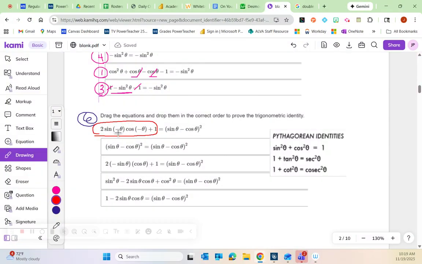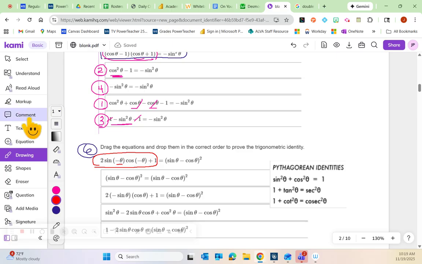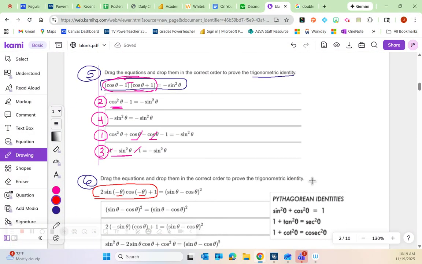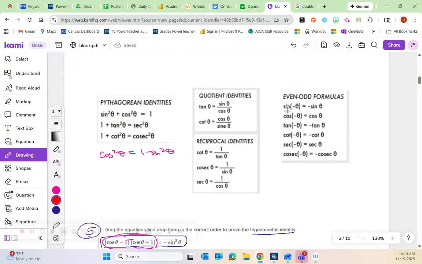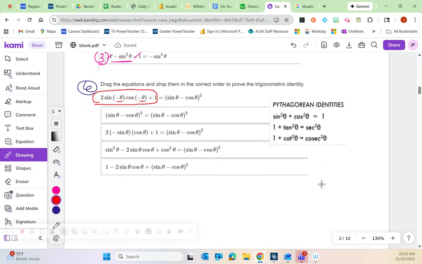So the first thing I see is this little negative theta. So I'm going to go up here, and I see cosine of negative theta also. So these are your even and odds. Did I put these down here? No, I didn't. So if you have sine of negative theta, the negative comes out in front of the sine. And if you have cosine of negative theta, the negative goes away. So that's what we're going to use first. So this negative will come out in front of my sine and this negative will go away. So that's going to be this step.